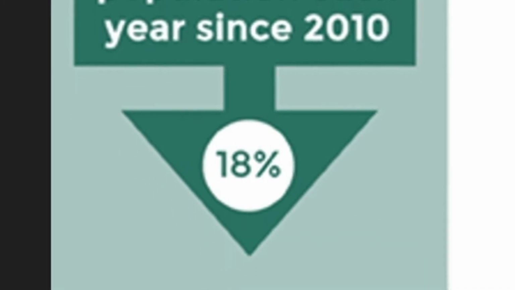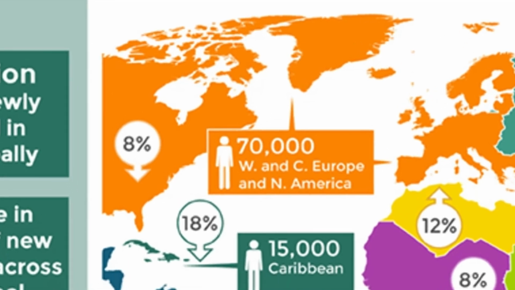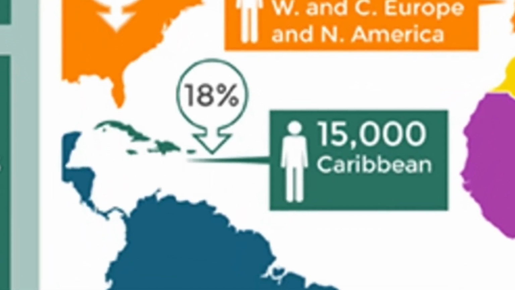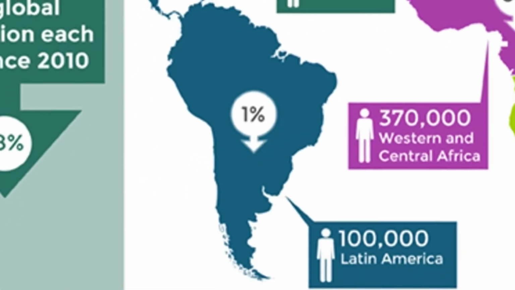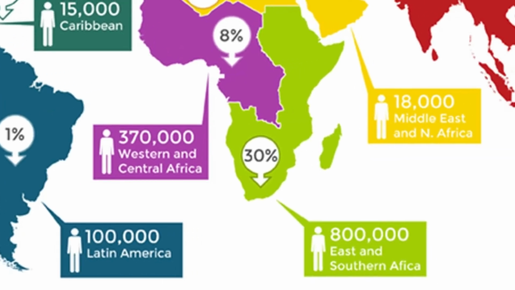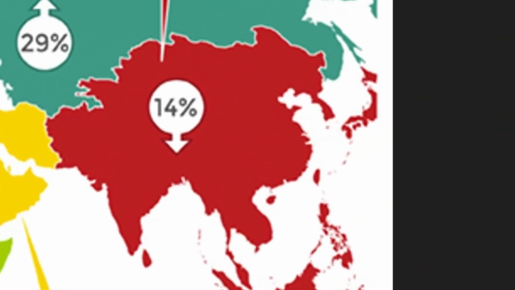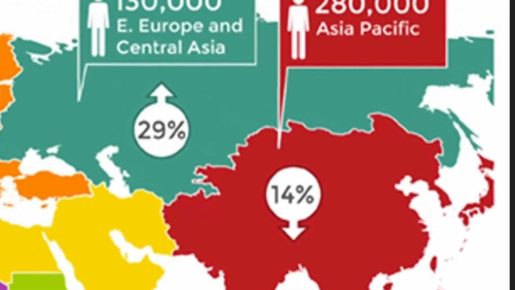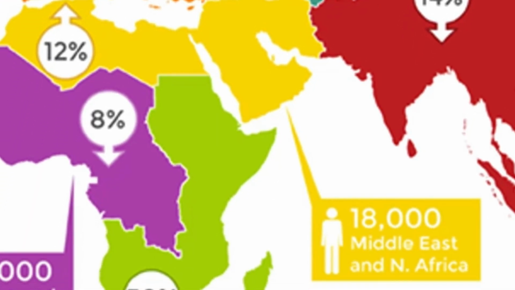So in Western and Central Europe and North America, we have an overall decrease of 8%. In the Caribbean, we have an overall decrease of 18%. Latin America, a decrease of 1%. East and Southern Africa, a 30% decrease. Western and Central Africa, an 8% decrease. Decrease in Asia and the Pacific. And two outliers to that information, Eastern Europe and Central Asia had a 29% increase over this period of time, and the Middle East and North Africa had an increase over this period of time.